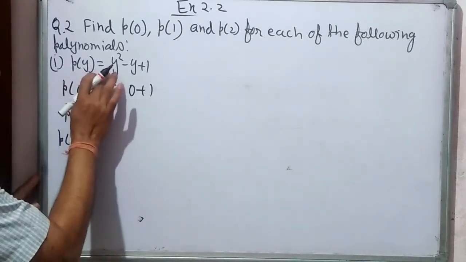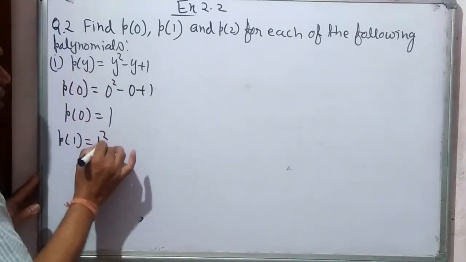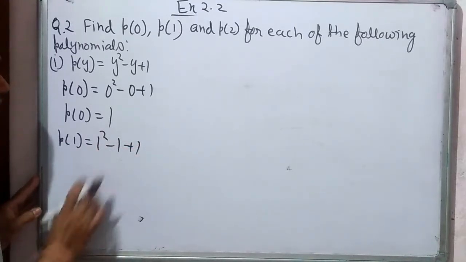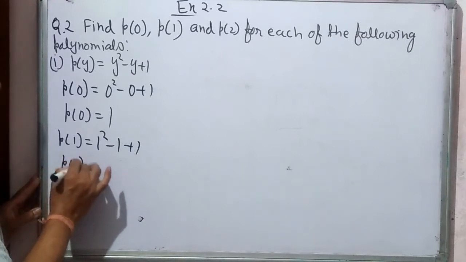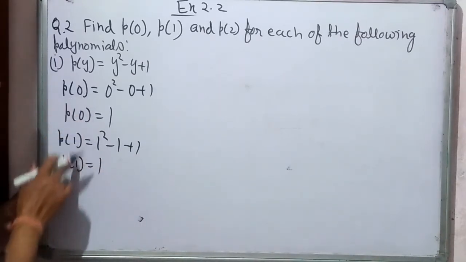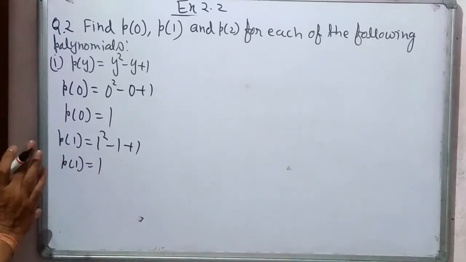We have to replace 1 in place of y: 1 square minus 1 plus 1. Will that give us 1 also? Yeah. The polynomial's value at 0 as well as at 1, both are 1.